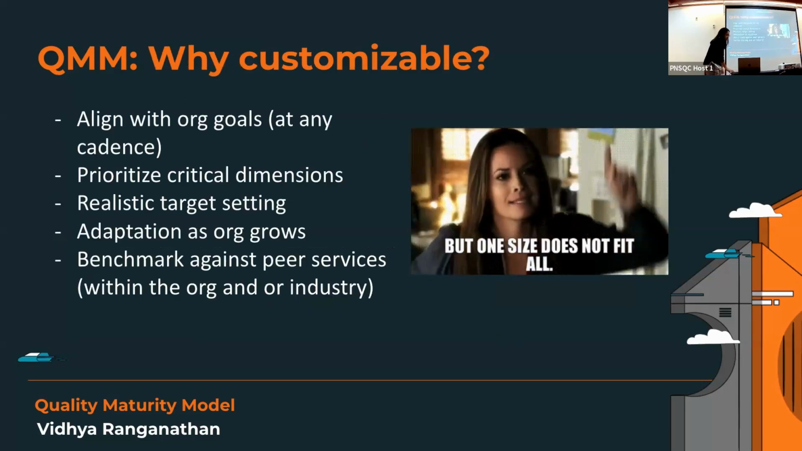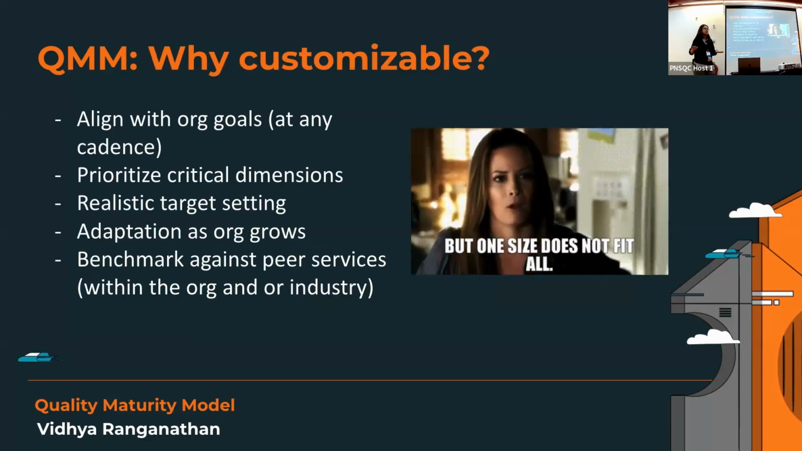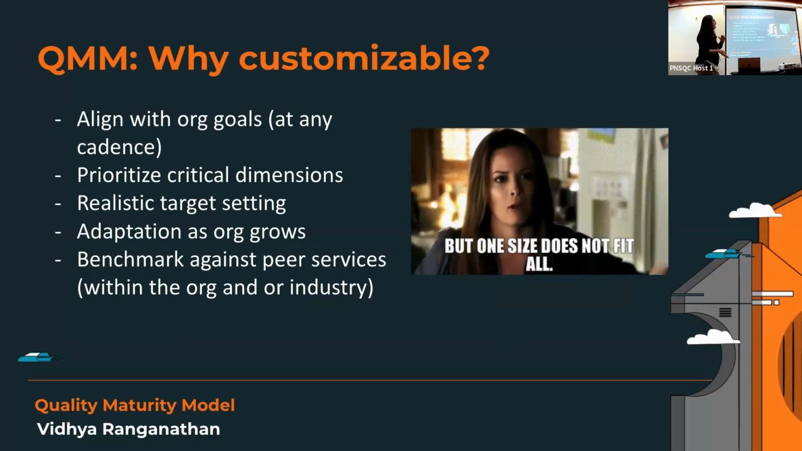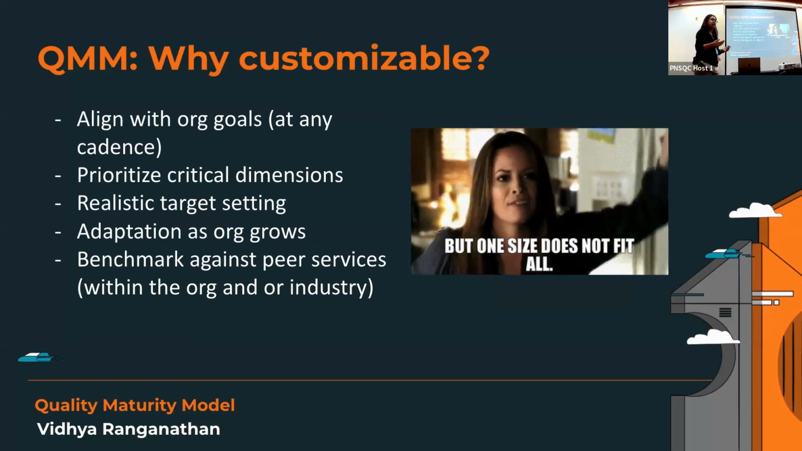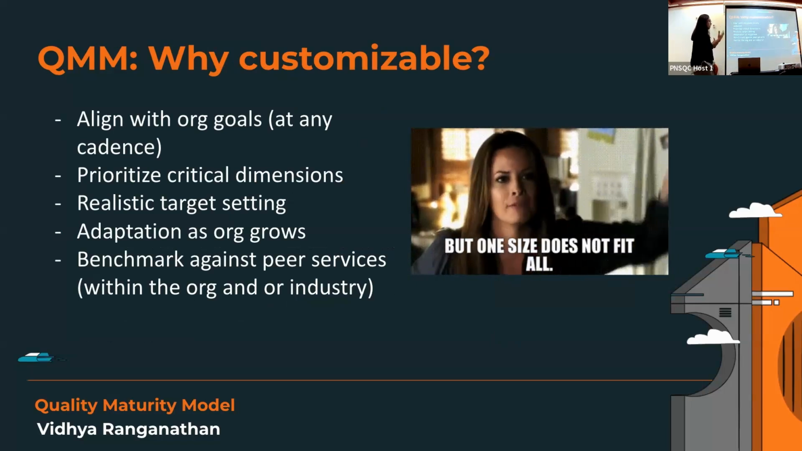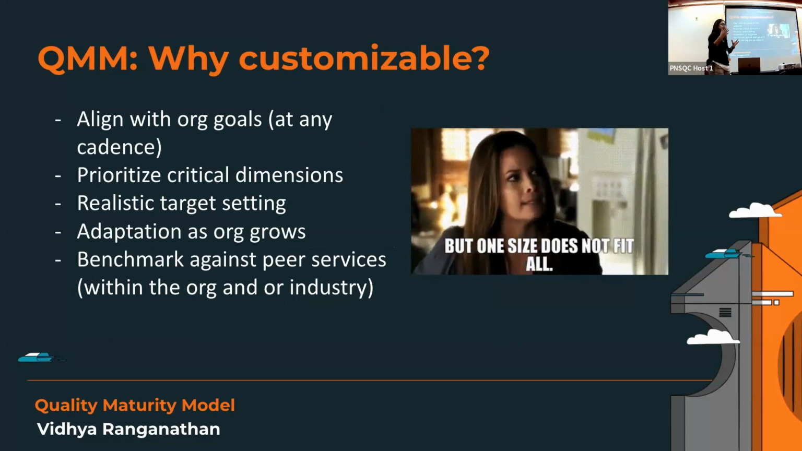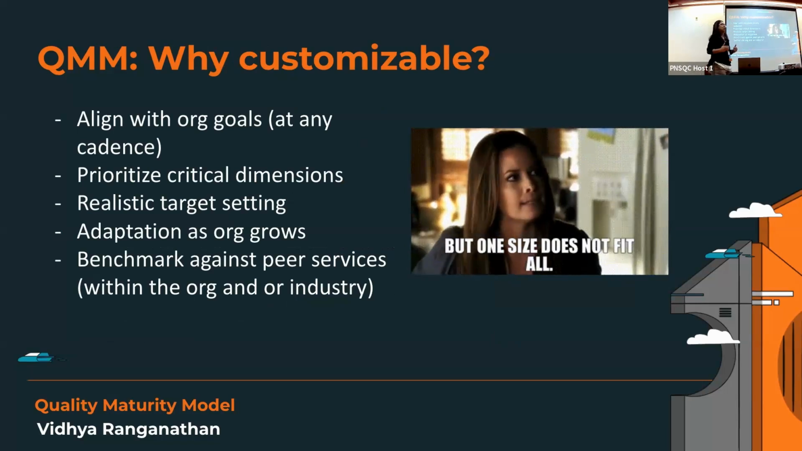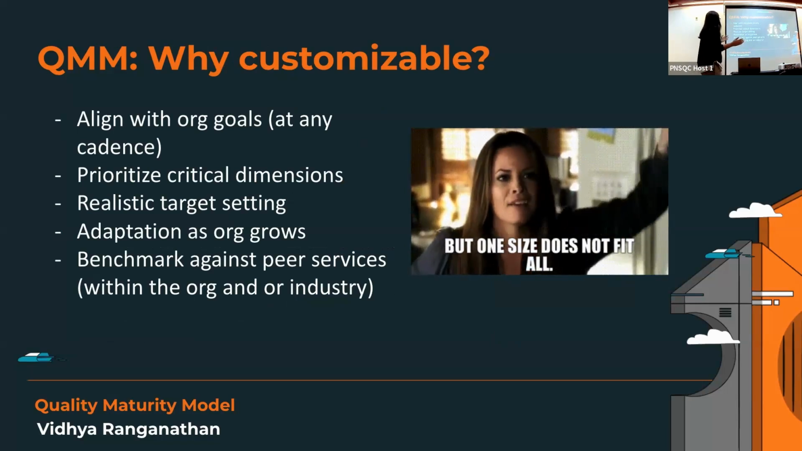So why is this customizable? Again, there's no one-size-fits-all approach when it comes to quality. And I think I touched upon this a little bit earlier. It's about people in the quality organization knowing what to prioritize and when. A generic model can only tell you these are the dimensions in which your industry is looking at things, but not this is the order of priority for you. That's not how the model should be.